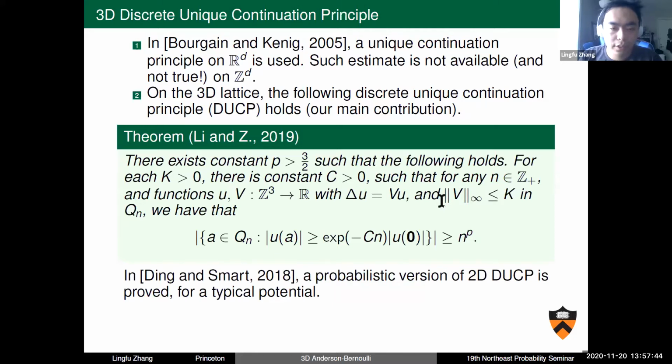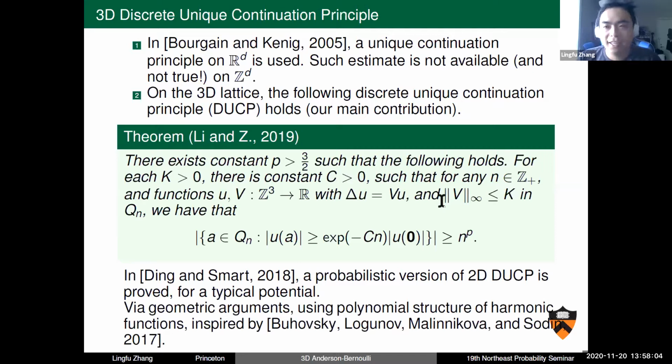I need to say that in Ding and Smart, they did some analogous thing for the 2D case, but a direct analog in 2D does not hold. So they did a probabilistic version, where V is a random potential rather than a deterministic one. And then they proved that with high probability, such an inequality holds.